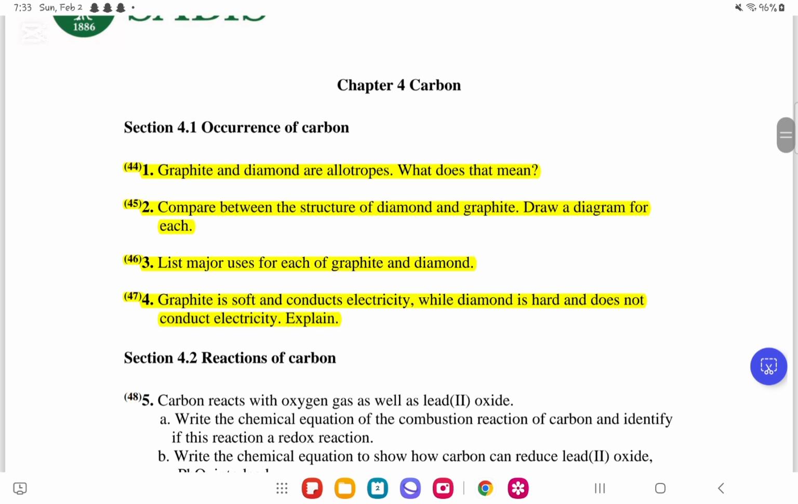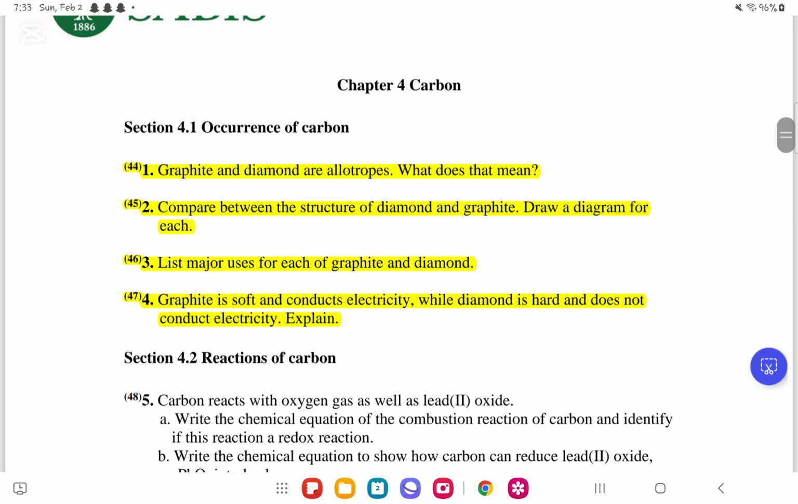Okay, so here are the questions. We start off with section 4.1, occurrence of carbon. Graphite and diamond are allotropes. What does that mean? What are allotropes, first of all? Allotropes, they are from the same element, okay? But they have different structures.